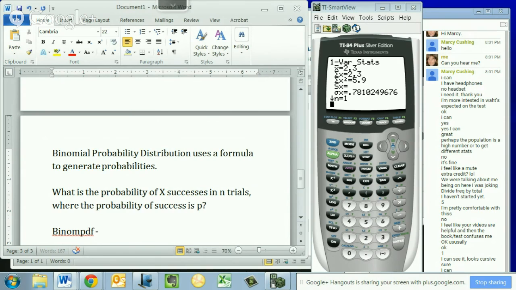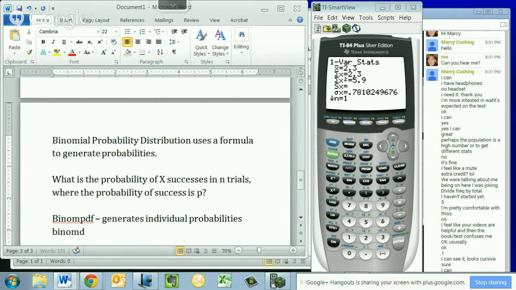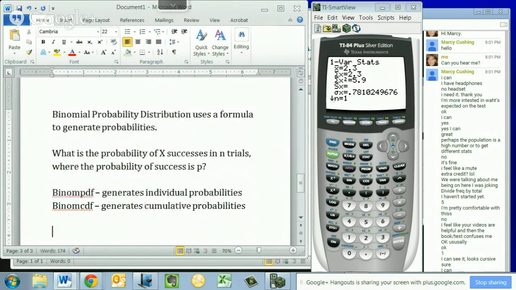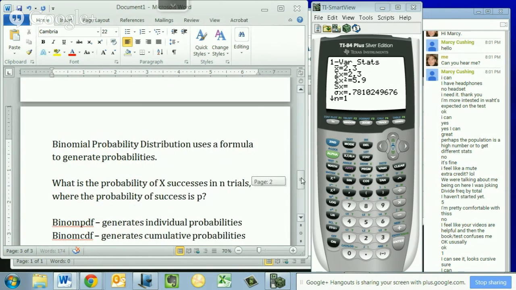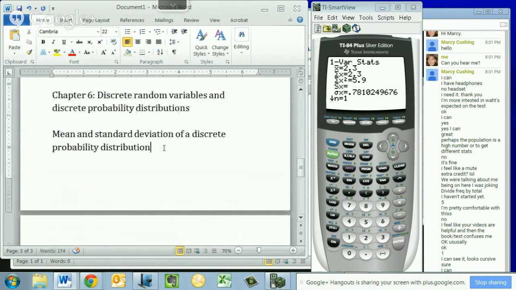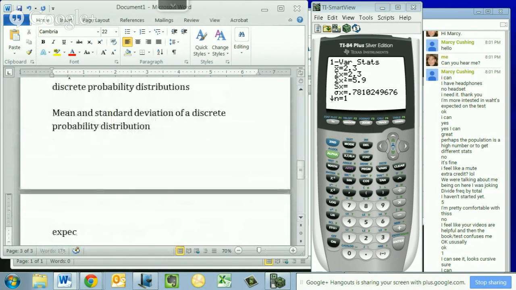That generates individual probabilities. And binom CDF generates cumulative probabilities. Right, so that's that. Oh, and I skipped over expected value, but expected value is basically the mean of a probability distribution. It's just used when you're dealing with money. All right, so that's that.